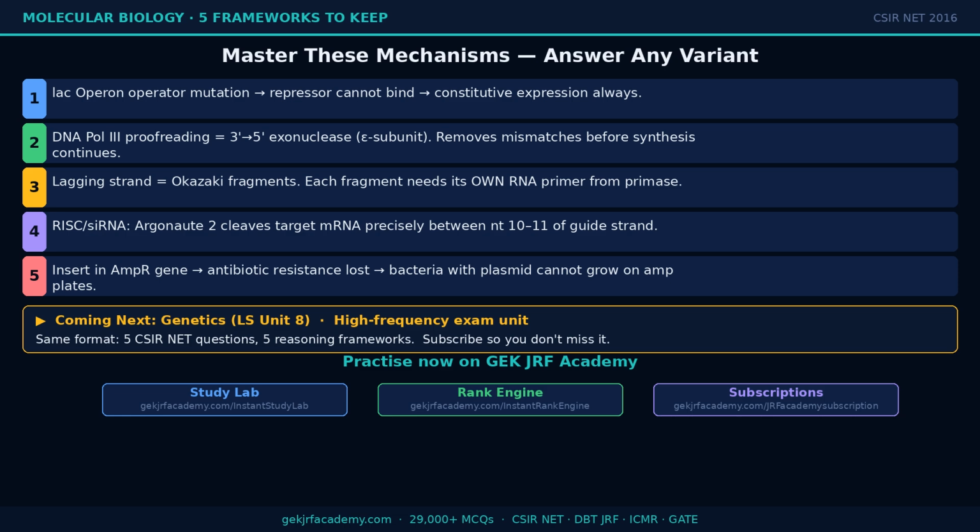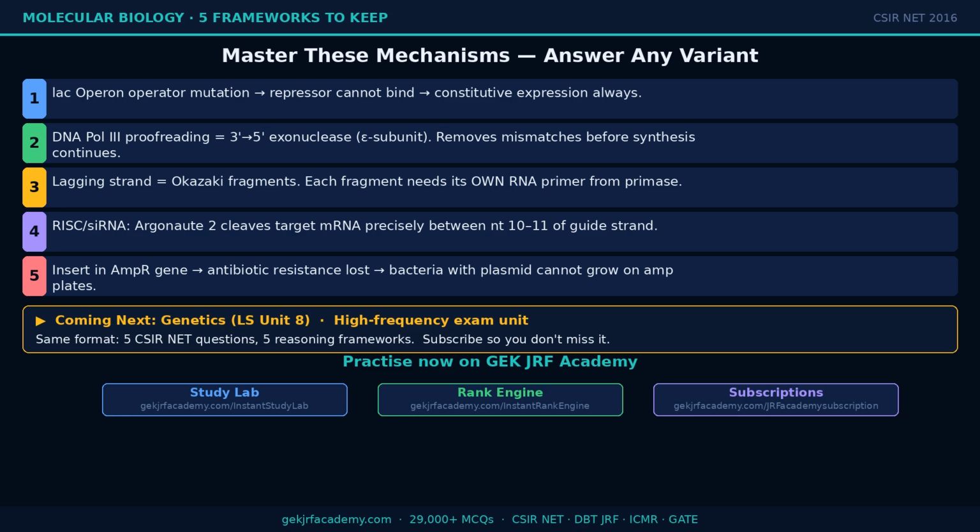Framework 3. Lagging strand synthesis produces multiple Okazaki fragments. Each fragment requires its own RNA primer synthesized by primase. Fragments are later ligated into a continuous strand. Framework 4. RISC containing siRNA cleaves target mRNA at the position complementary to nucleotides 10 and 11 of the guide strand. Argonaute 2 is the slicer.